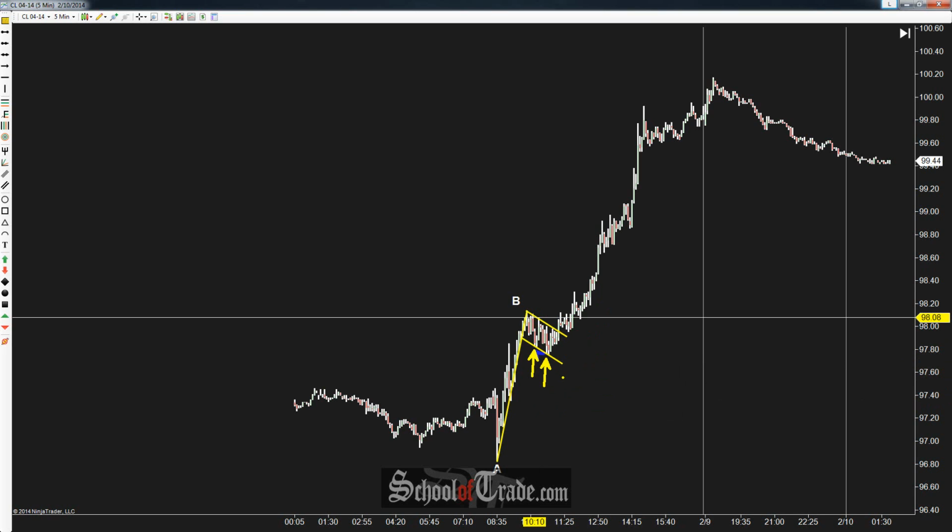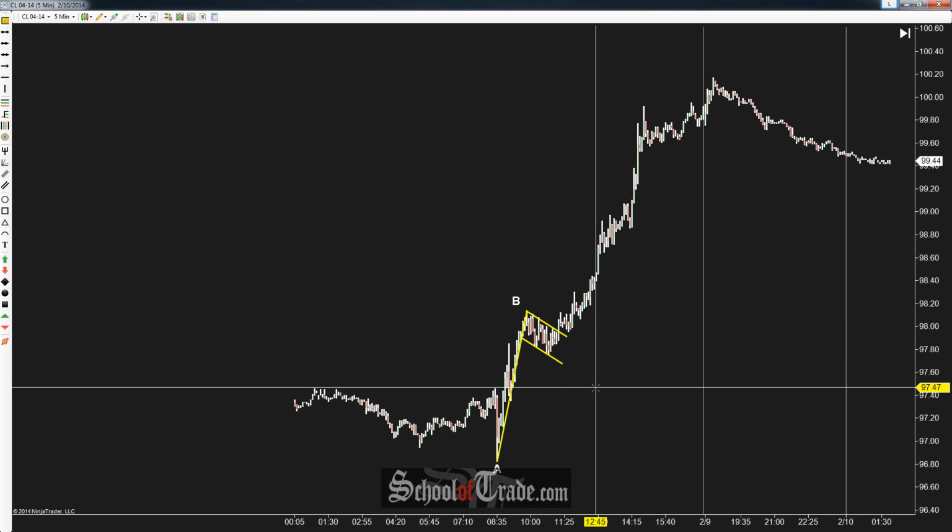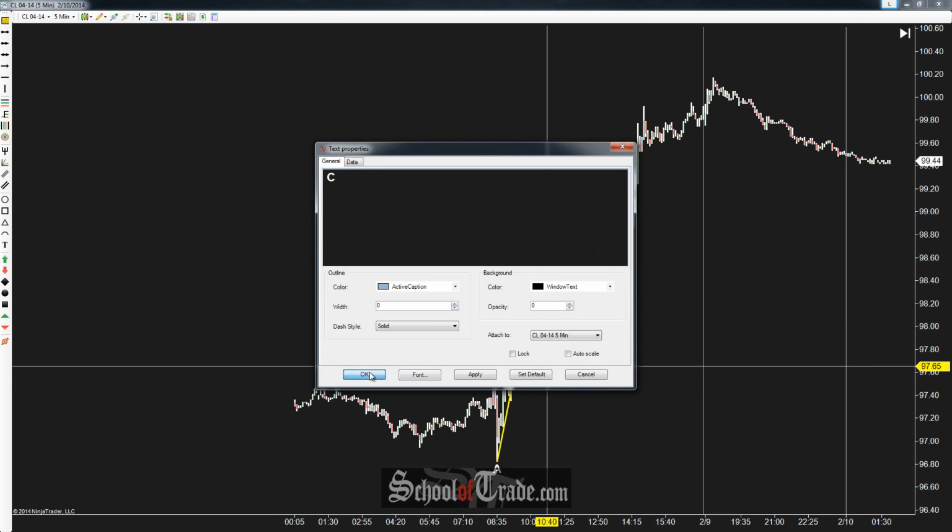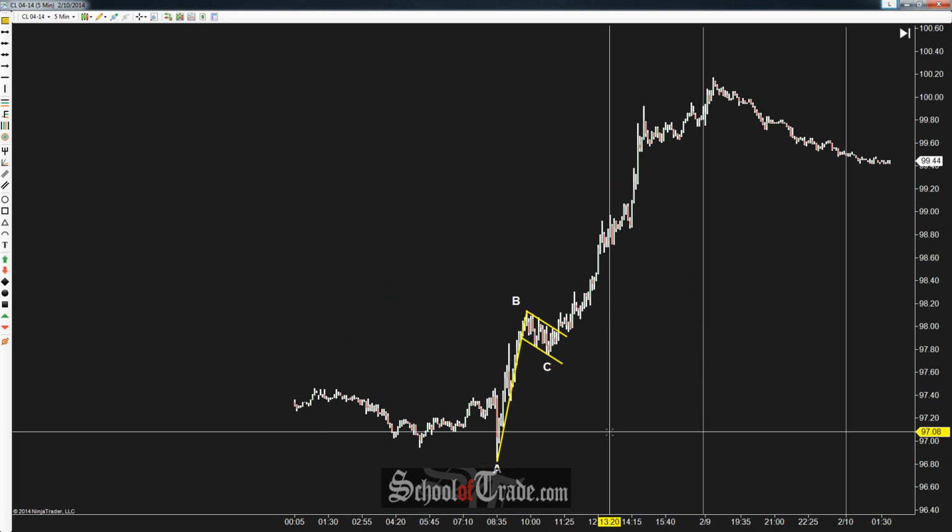So we know that we've got a really solid-looking flag pattern here. Now, the low of this flag is going to be considered point C. That's important because this is how we're going to find our profit targets.